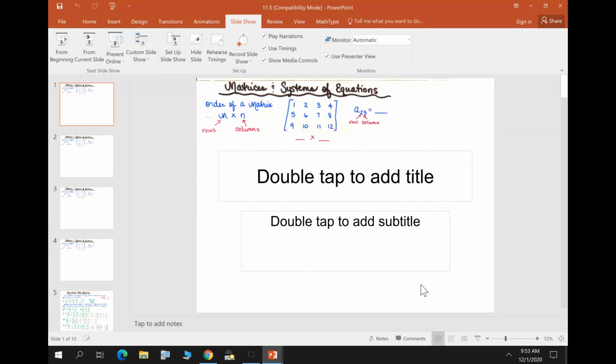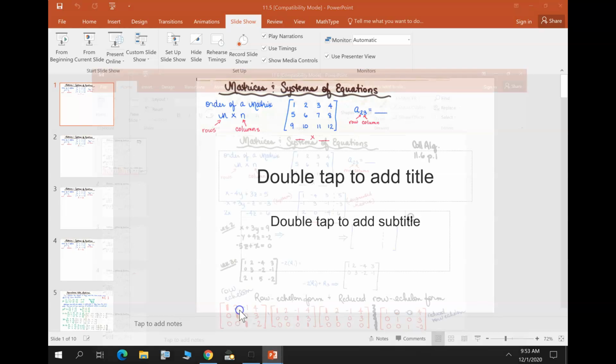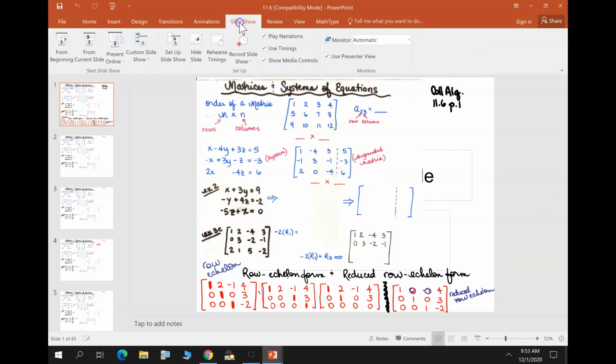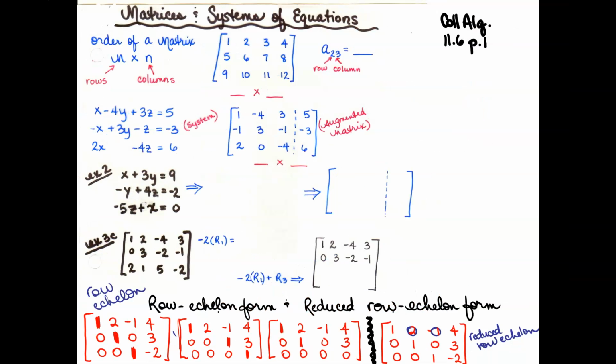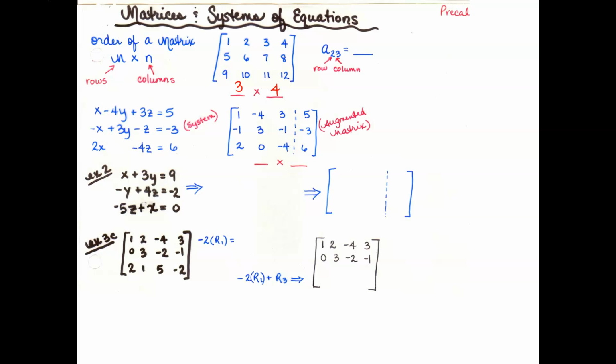All right, so I want you to understand why in the world we're doing these matrices when we've been talking about systems. So I want to get just a little bit into section 11.6, just so you can see how this fits together. Remember that we started off talking about the order of matrices, that this one was a 3 by 4. We also talked about how you could label each individual number in the matrix as an entry.